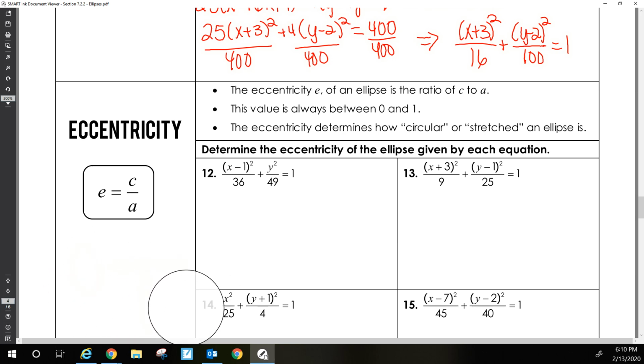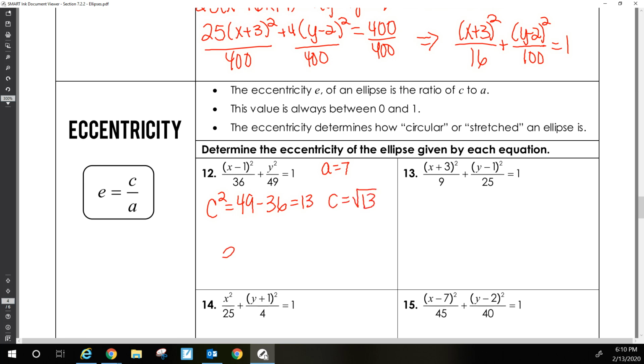So here we go. For number 12, we know E is equal to C over A. Well, we know A is just the square root of this guy because it's bigger, right? So A is just going to be square root of 49, which is 7. The harder one to find is C squared, or C. Well, remember C squared is equal to the bigger denominator subtracting the smaller denominator. 49 minus 36 is 13. So C is going to be the square root of 13.